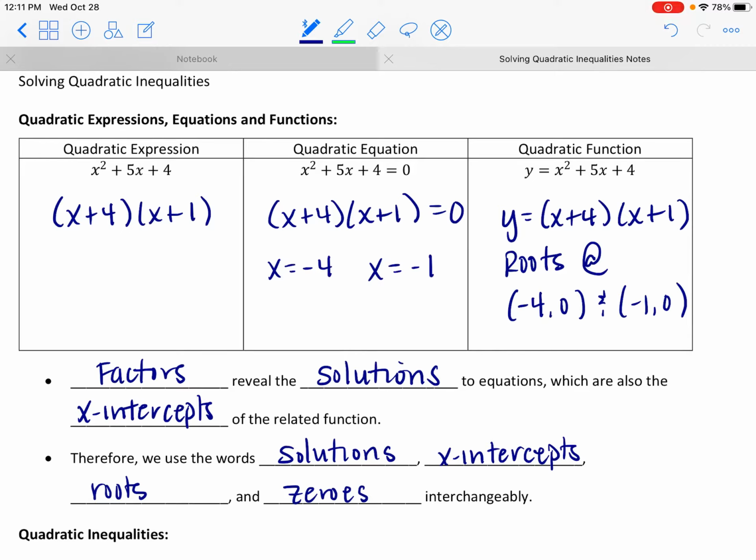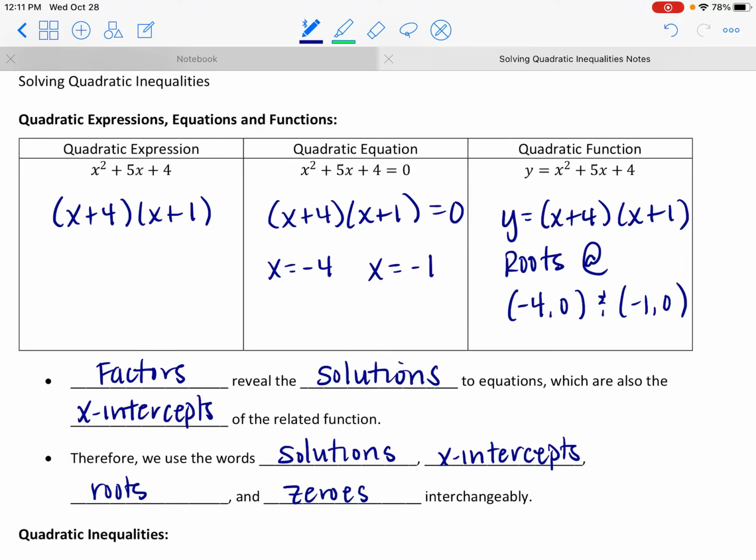When I say we, I mean people in the math world, okay? So when you're finding the solutions to your equation, it's the same thing as finding the roots for the function. And because those roots are where the graph crosses the x-axis, or because they're what makes the function value, the y value, equal 0, then solutions, x-intercepts, roots, zeros, all asking for basically the same thing, so all used interchangeably, okay? So we see connections now between the expression, the equation, the function.